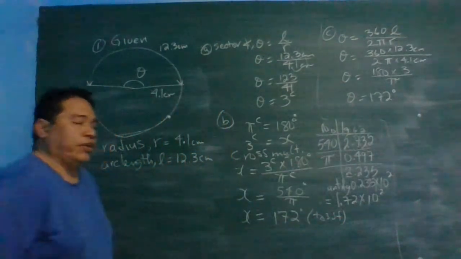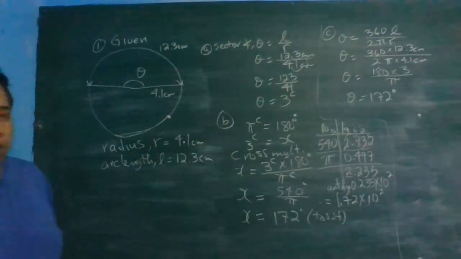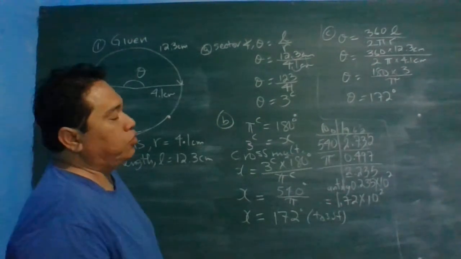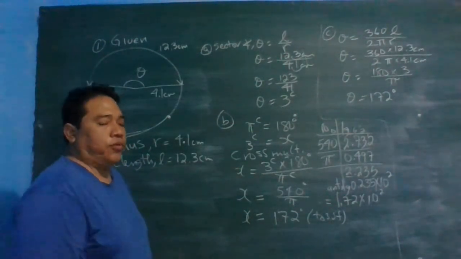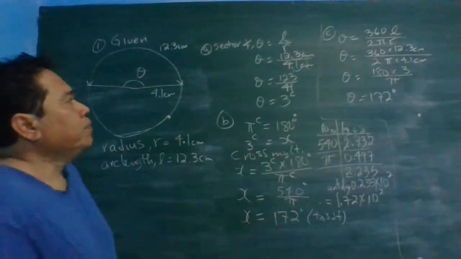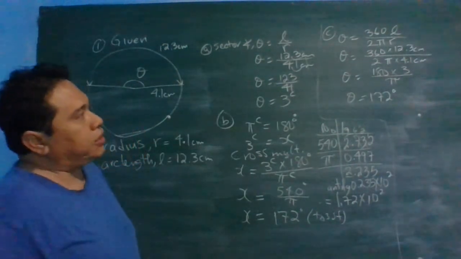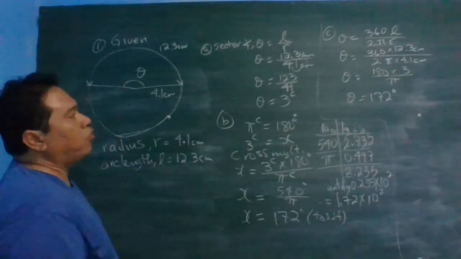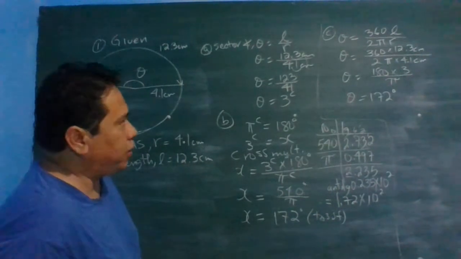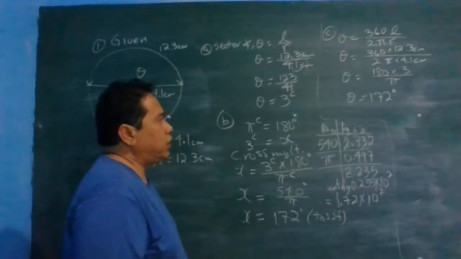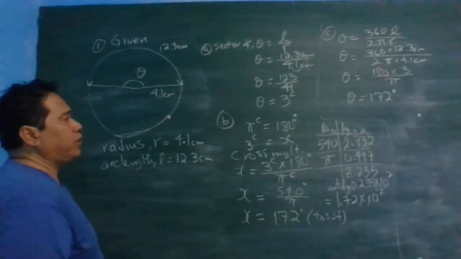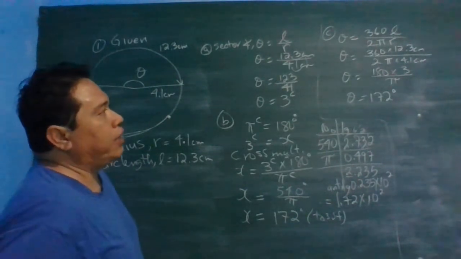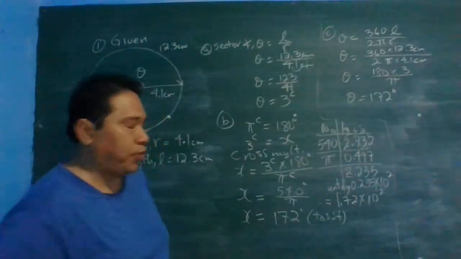to 3 significant figures. To check our work, we use the other formula, which is the formula to find degrees. And so we say theta equals 360 times the arc length over 2 pi r, which is the radius. So theta equals 360 times 12.3 centimeters over 2 pi times 4.1 centimeters.